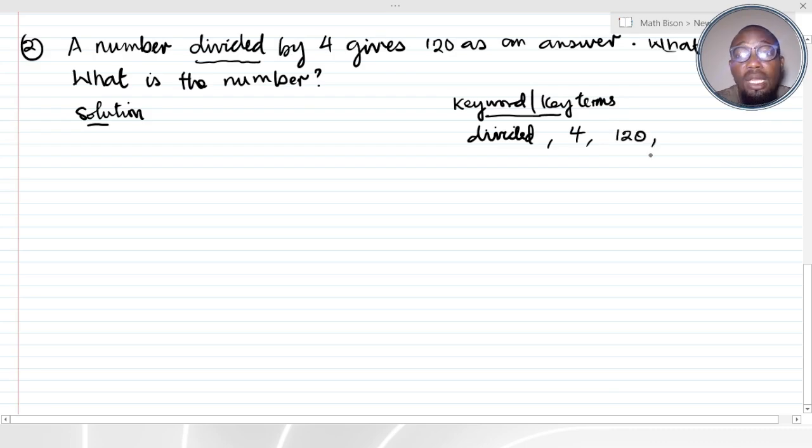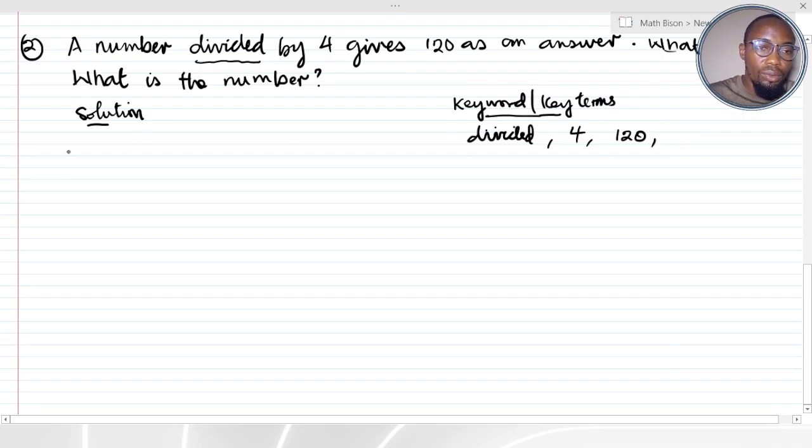120 is also key because if you change 120 to another number, the answer you're going to get is going to be entirely different. That number is a variable. I could say a number, or something was divided, or somebody, whatever. I could use other ways to say a number, and it doesn't really matter. But these other aspects cannot be changed, and it will not affect the question or the answer.